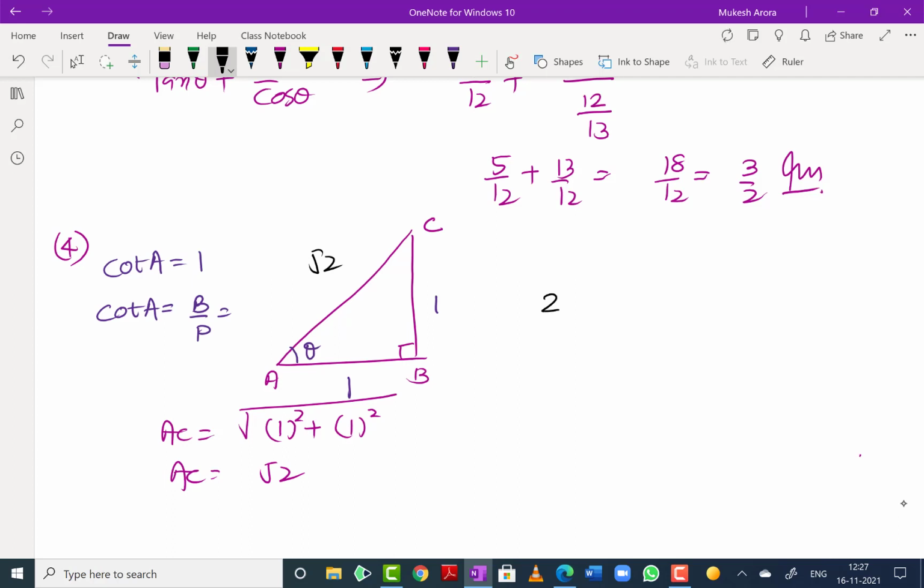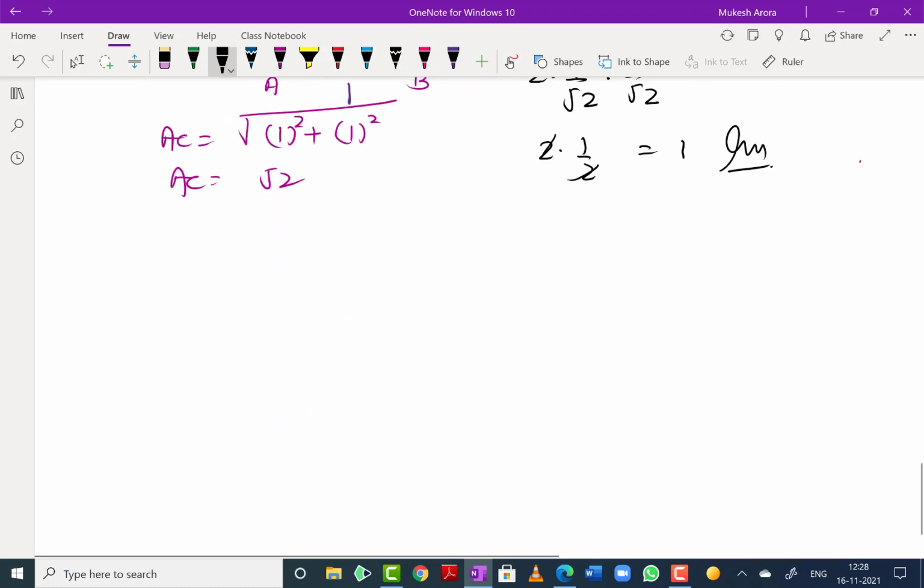We have to find the value of 2 sine A cos A. So 2 into sine. Sine is perpendicular upon hypotenuse. This is base upon hypotenuse. 2 into 1 by root 2 into 1 by root 2. This is cancel. So answer will be 1.